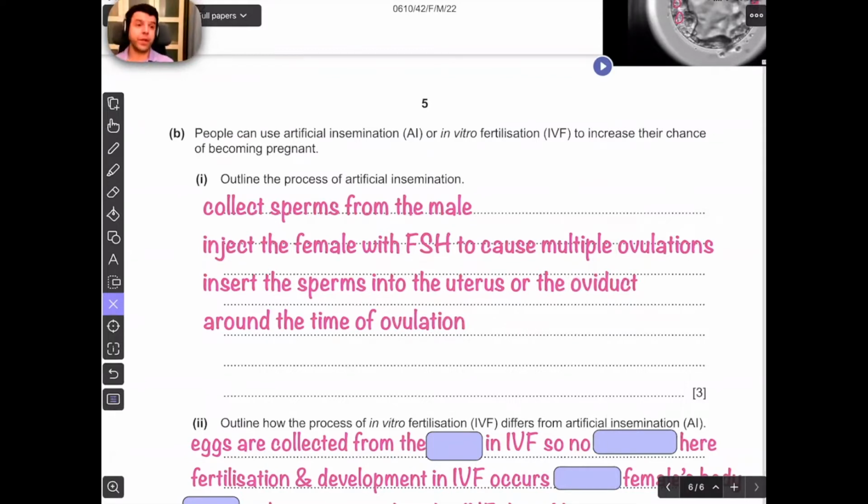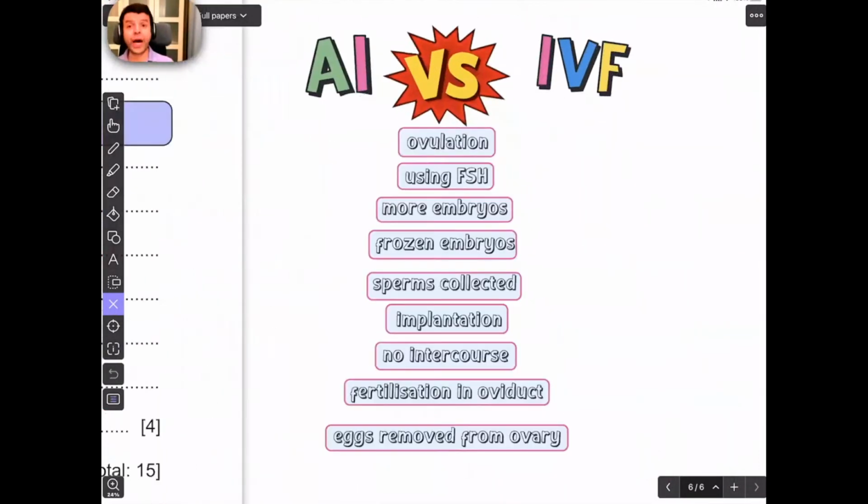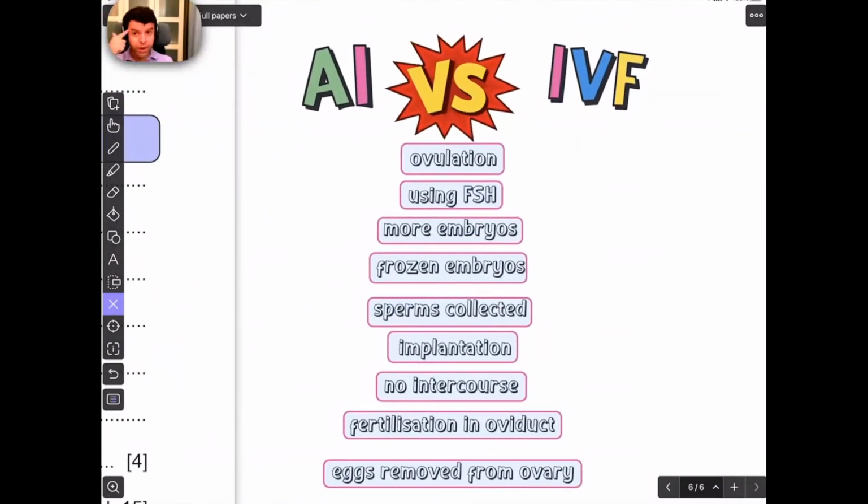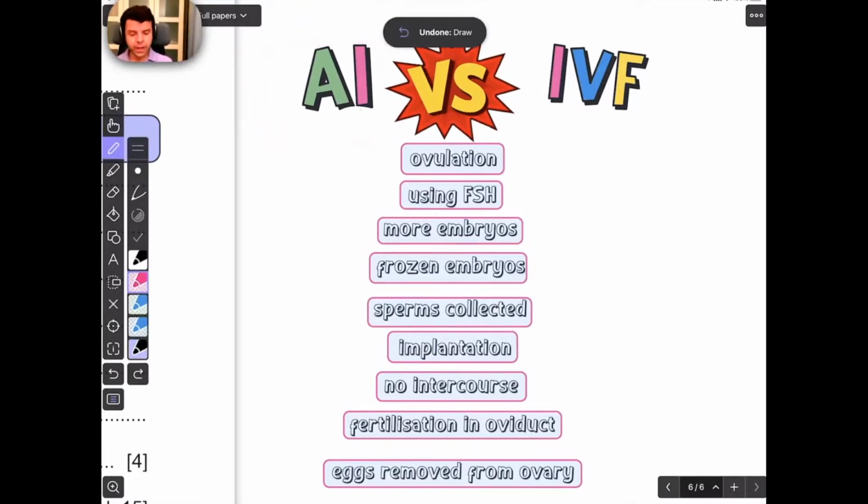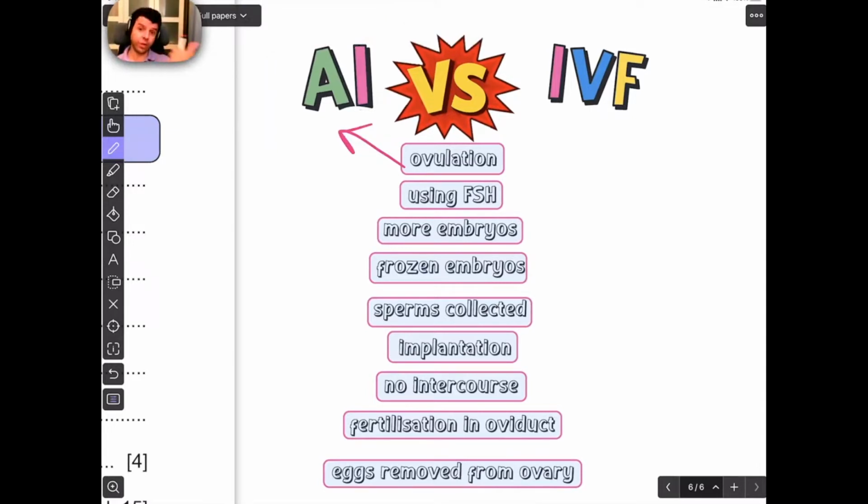Okay. Question now. Look what they said. Outline how the process of in vitro IVF differs from artificial insemination. So let me remind you of the differences. Ovulation, keep in mind that only in AI we have natural ovulation because in IVF, we collect the egg cells right from the ovaries. So IVF egg cells come from the ovary without natural ovulation.